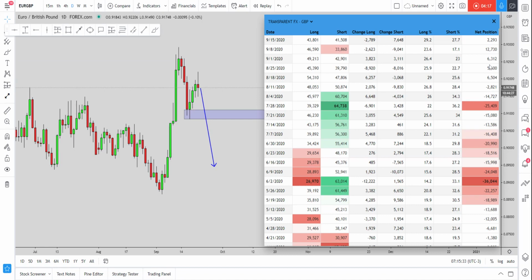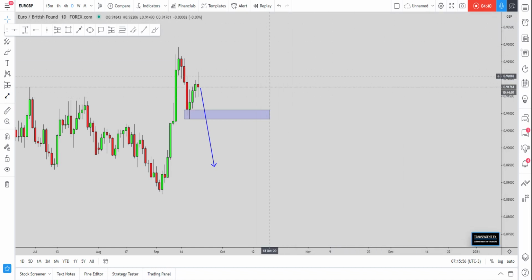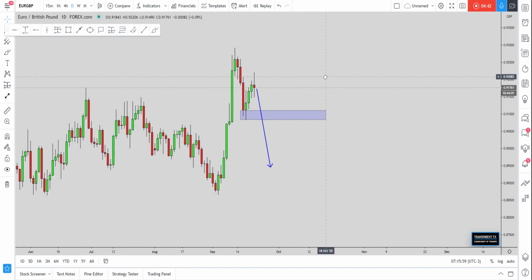So what we see here is that if you look at the net positions for the pound in general, we went from minus 25k to plus 2.2k. So in general, we went from a situation where we had more shorts than longs on the pound, with 64k shorts and 39k longs, to now having more longs than shorts. So still in the long term, the pound is stronger than what we could see on the euro if we expect a strong profit taking.